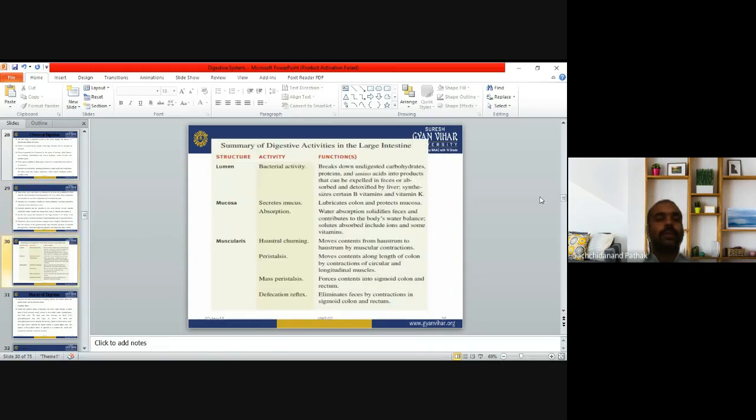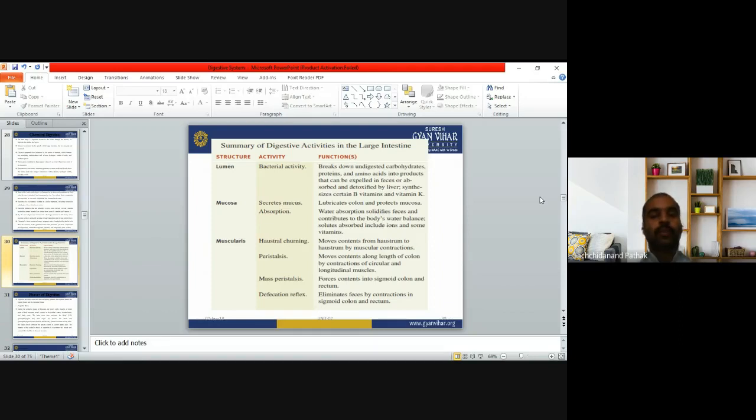Now, here is a summary of the digestive activity. Looking at the structure, you can see there's a lumen, mucosa, and muscularis. In the lumen, bacterial activity will be there: breakdown of undigested carbohydrates, proteins, and amino acids into products that can be expelled in the feces or absorbed and detoxified by the liver. It also synthesizes certain B vitamins and vitamin K.